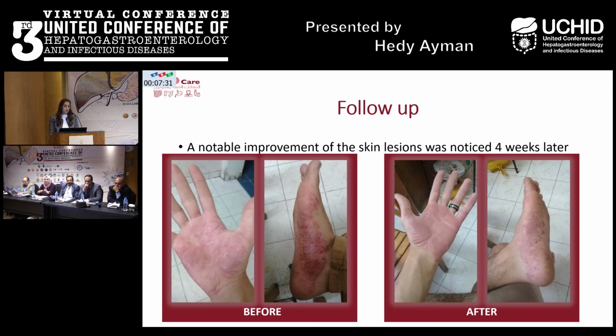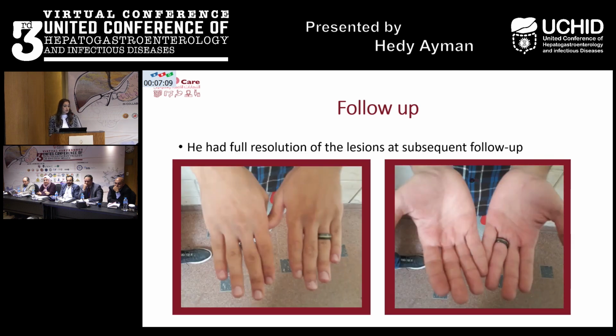After 4 weeks, a notable improvement of the skin lesions was seen. On the left, we have the pictures of the palm and the sole lesions before discontinuation of the anti-TNF agents, I'm sorry. And on the right, we have the lesions improving after 4 weeks of discontinuation and starting oral steroids and methotrexate. 6 months later, the patient had a full resolution of the lesions at subsequent follow-up, and he is currently in a clinical remission regarding his IBD symptoms on weekly methotrexate and steroids.